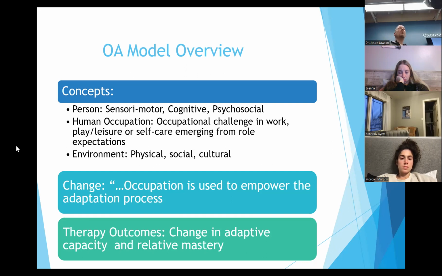And anytime that we want a client to change, we have to take them through the adaptation process. And in order for us to do that, they need to engage in occupation. Our therapy outcomes, so what we want them to achieve from therapy by using this model, is to change their ability to adapt. We want them to become more flexible and to try and problem solve more on their own so they can apply that to future occupations and future challenges with occupations. And we'll kind of become more familiar with the term adaptive capacity and relative mastery.